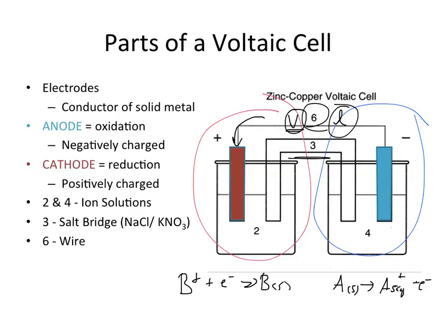So they do have charges assigned to them. Electrons flow from the anode. It's negative because the electrons are built up there, and they move to the cathode, which is positive. That's where the electrons are being gained. The cathode does not mean positive, and the anode does not mean negative. This changes with electrolytic cells. So just for voltaic cells, the anode will be negative and the cathode will be positive.